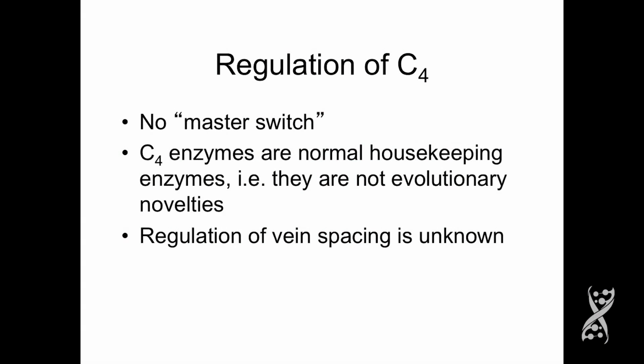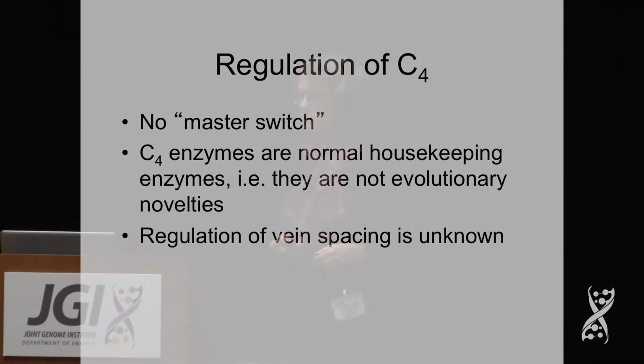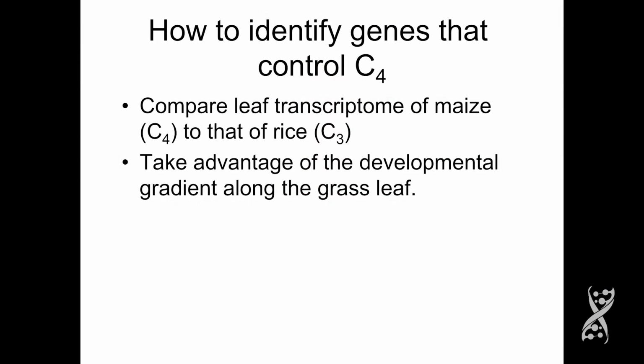The regulation of vein spacing is completely unknown. So what creates that proximity of cells is quite unclear. So there have been a number of attempts to identify genes that control C4. And one obvious one that was taken up by my colleague Tom Brutnell, who's a co-author in this talk, is to compare the leaf transcriptome of a C4 plant, that's maize, with that of a C3 plant, that's rice.